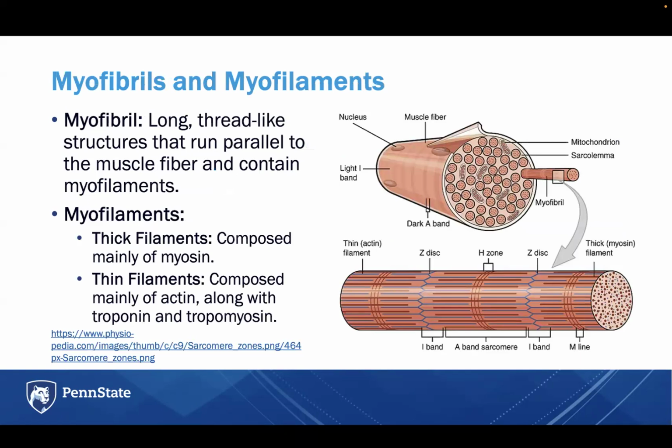A myofibril is a long thread-like structure that runs parallel to the muscle fiber and contains myofilaments. And myofilaments consist of two types of filaments. The first is a thick filament, which is composed mainly of myosin, and thin filaments, which are composed mostly of actin, along with troponin and tropomyosin. And these are all proteins. Myosin, actin, troponin, and tropomyosin are all protein.